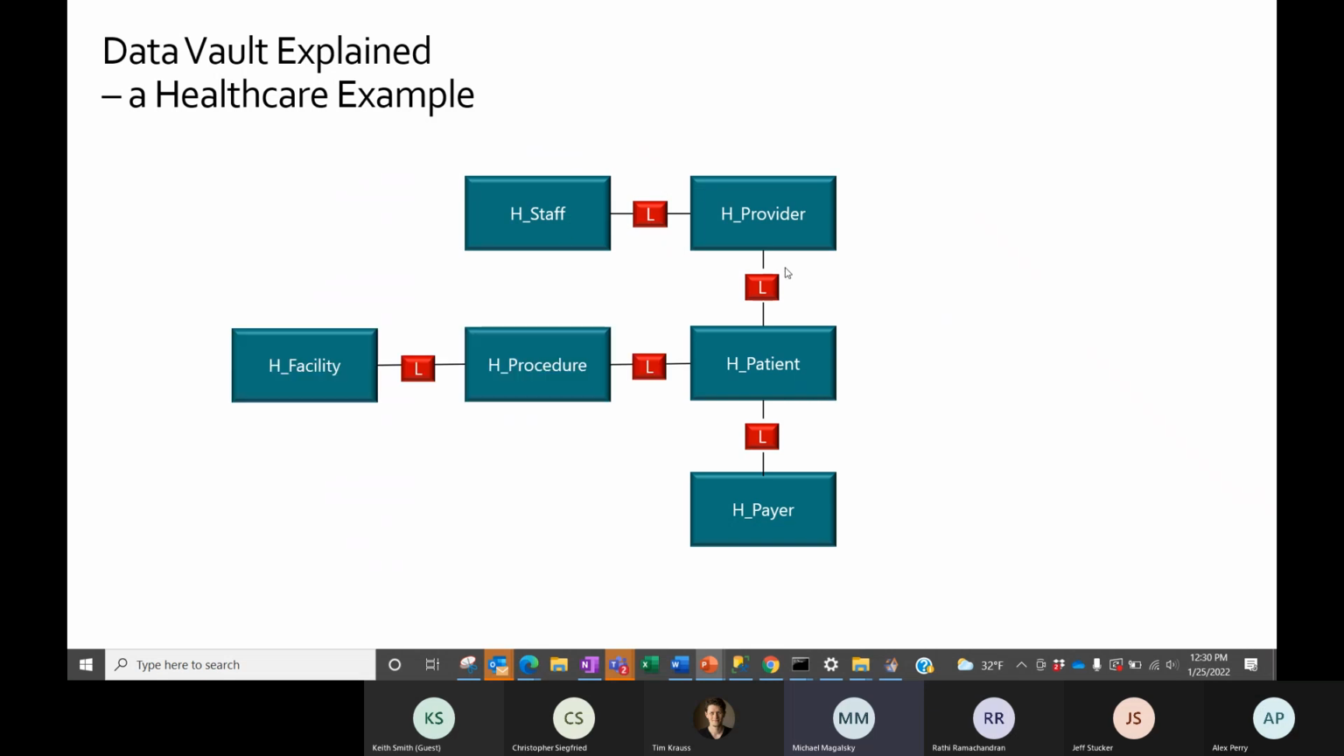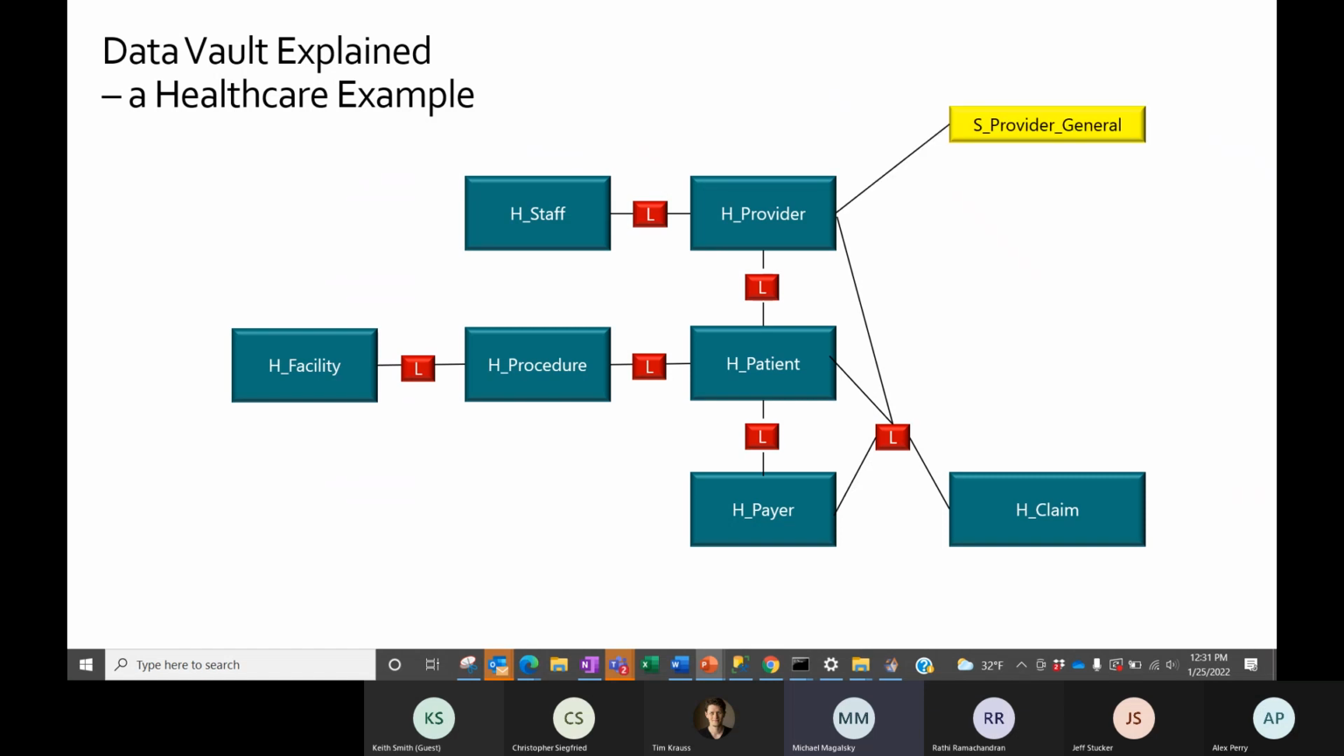Likewise, if we want to model procedures and facilities, it's always additive. We're not re-engineering or having to do multiple iterations or changes to the existing model. Here we're adding claims, and the claims relate to patient, provider, and payer. So again, just additive enhancements. And now we're adding satellites. Here we have a satellite that describes the provider.